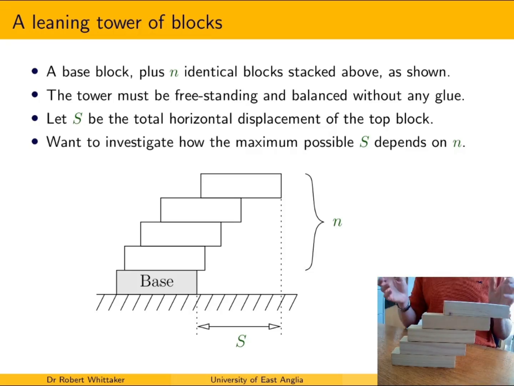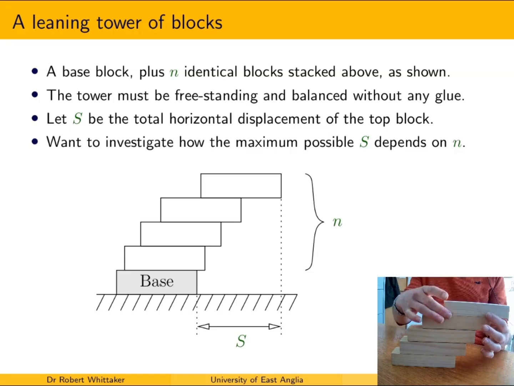And what we're interested in is how far over can you get this leaning with a given number of blocks. So let's introduce a little bit of notation. We've already got that the number of blocks above the base is n. So we'll have some notation for the lean or overhang. We'll call that S, and we'll say that's the horizontal distance from the right-hand end of the top block to the right-hand end of the base at the bottom. So this sort of distance across here from the base to the edge of the top block.